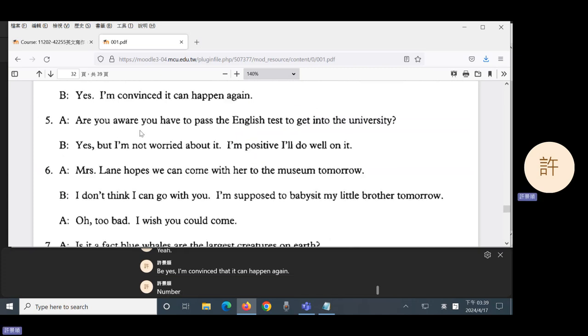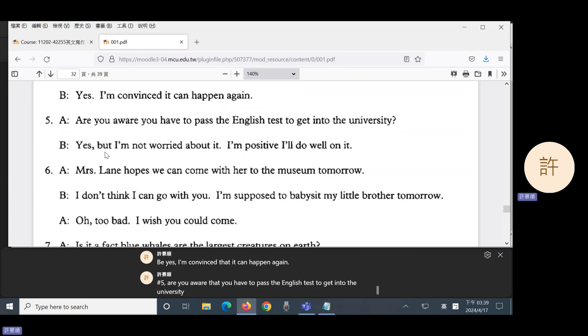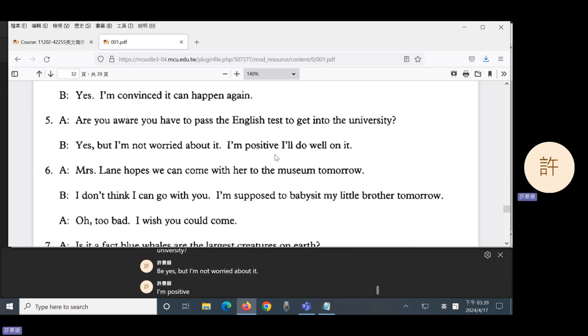Number five, are you aware that you have to pass the English test to get into the university? B, yes, but I'm not worried about it. I'm positive that I'll do well on it. Positive here means sure or certain.